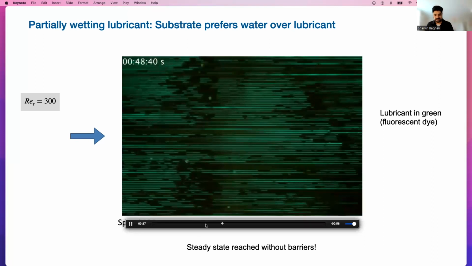But what was surprising here, now we don't have any barriers. These are just very, very long grooves. But what was surprising to us was that after 2 hours, we reached a steady state, right? So if we have a partially wetting lubricant, we observe steady state retention without barriers. And this is, of course, something different than Wexler's experiment.